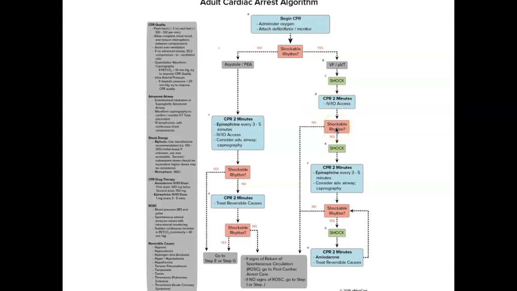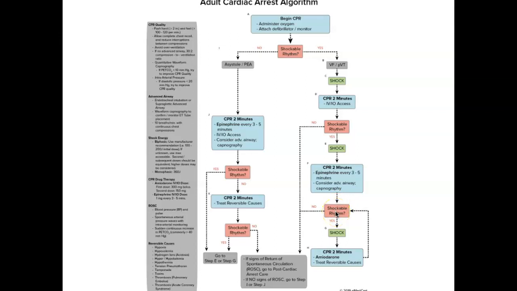Again, look at your rhythm. Is it a shockable rhythm? Yes, you shock the patient. You continue CPR for 2 more minutes. At this point, you're going to start giving the drugs. Epinephrine is going to be your first line drug. At this point, you're going to consider advanced airway, what's happening. And capnography is just looking at a quick indicator of the arterial blood gas.